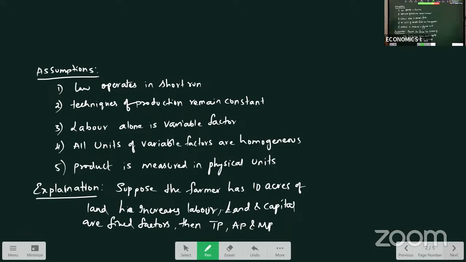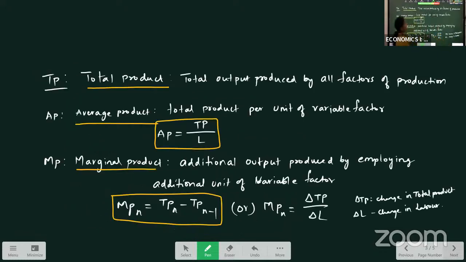So to explain this law, we have taken an example. Suppose the farmer has 10 acres of land. As he increases the variable factor, what is the variable factor here? Labor. As he increases the labor, land and capital are fixed here. What is his TP, AP and MP? What is his total output, average and marginal? That we are going to explain with the help of our table and graph. So before table and graph, you have to go through this total, average and marginal.